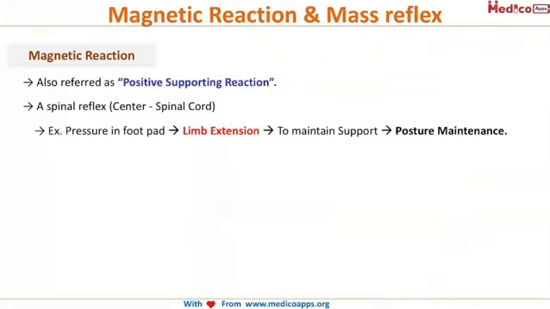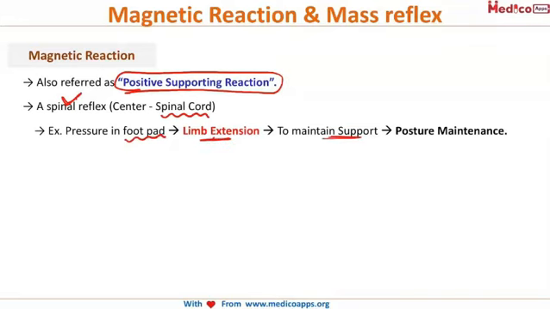Now let's look at the next concept called magnet reaction. It is also known as positive supporting reaction. It is a spinal reflex, that means the center is in the spinal cord. Let's understand this with an example. If you apply pressure on the footpad of a mouse, that is a lab mouse, there is limb extension to maintain support and hence maintain posture. That is why this is known as positive supporting reaction. It is supporting the posture of the mouse. When you apply pressure on the footpad, there is limb extension. This is known as positive supporting reaction, and this is an example of magnet reaction.